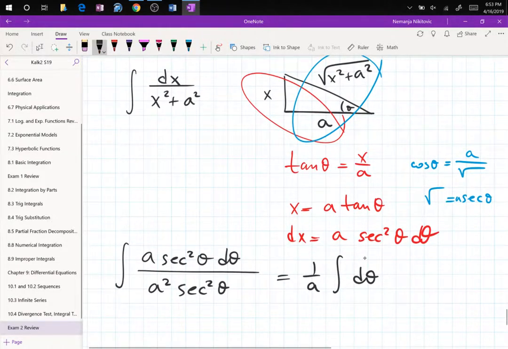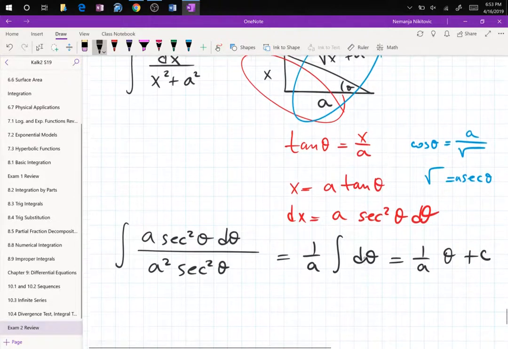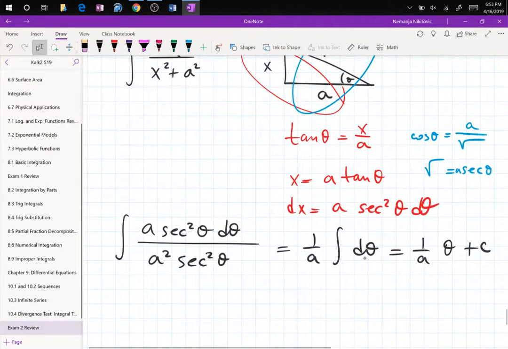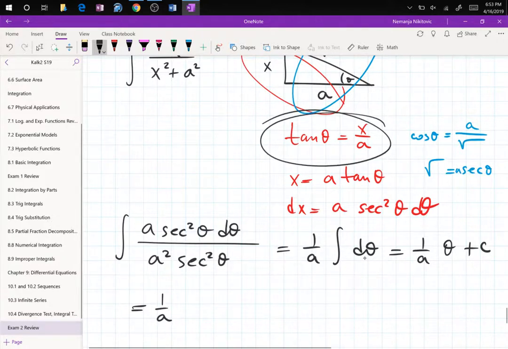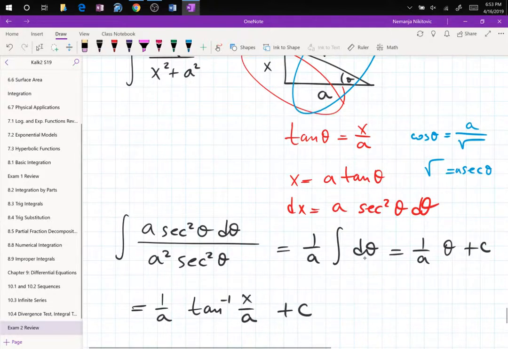And the integral of d theta is 1 over a theta plus c. Then this is equal to 1 over a, and theta from here is the inverse tangent of x over a plus c. And we just derived the formula.